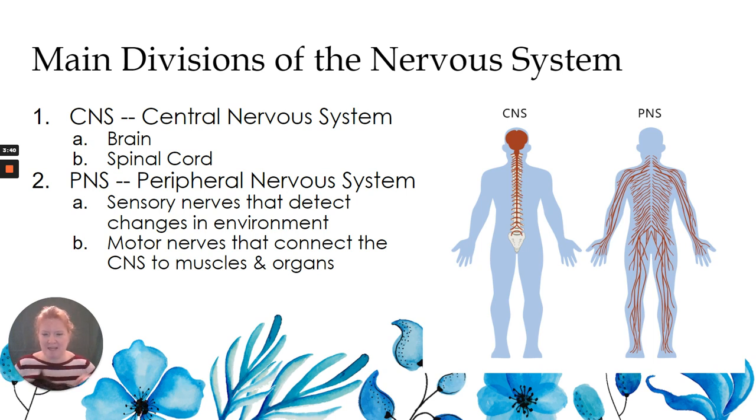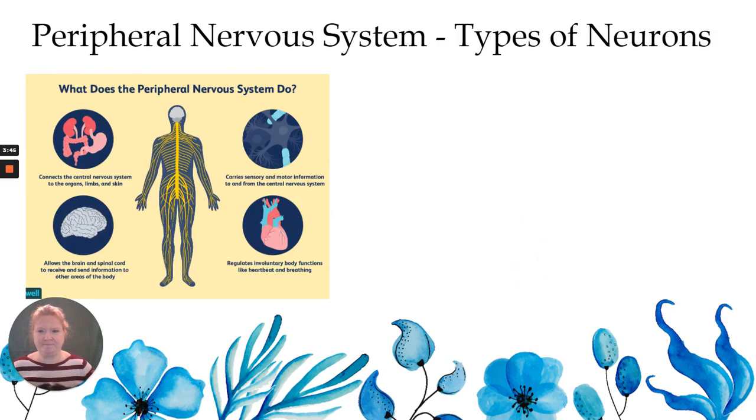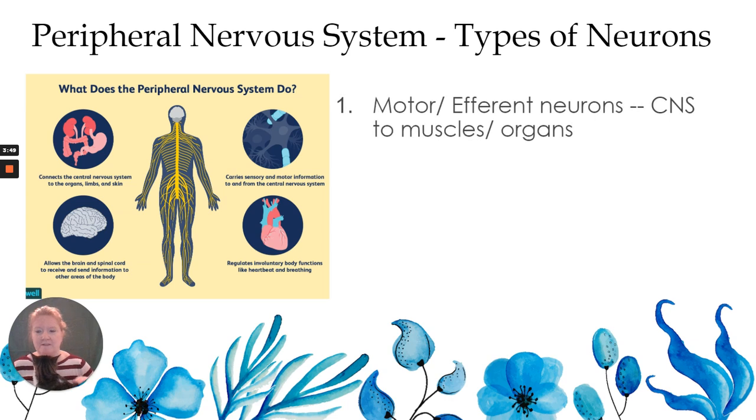And motor nerves that connect the central nervous system to muscles and organs. So the peripheral nervous system. So let's look at the types of neurons present. We have motor or efferent neurons. And I remember this because it has an effect. And that goes from the central nervous system to muscles or organs to have an effect, the motor or efferent neurons. So cause and effect.